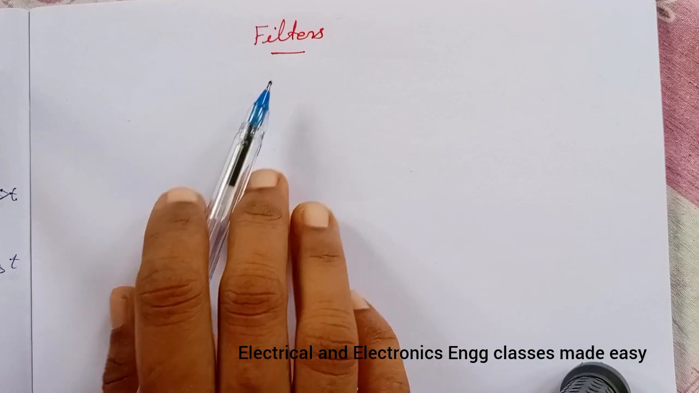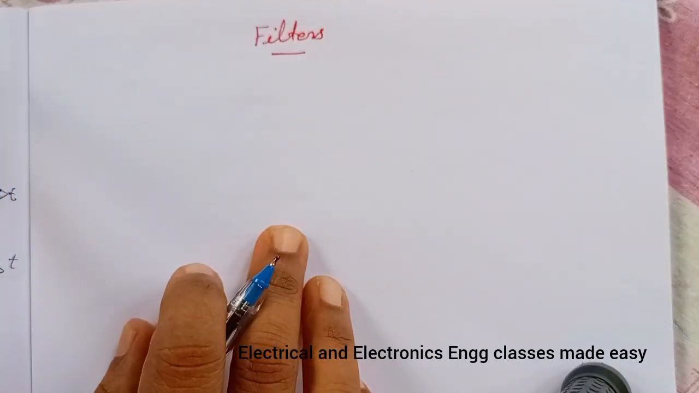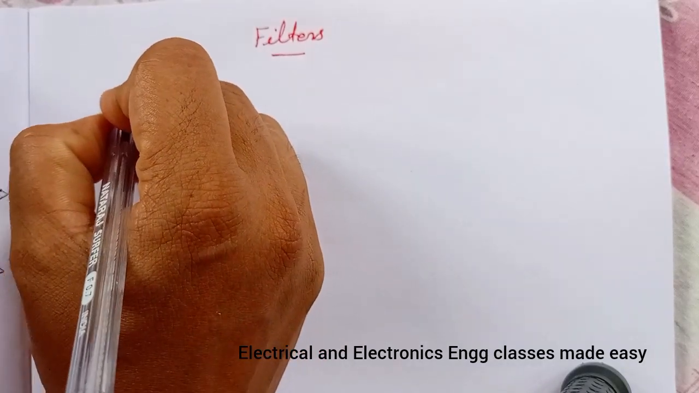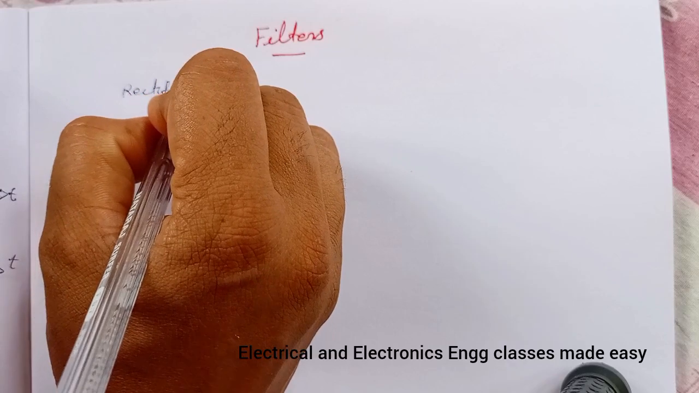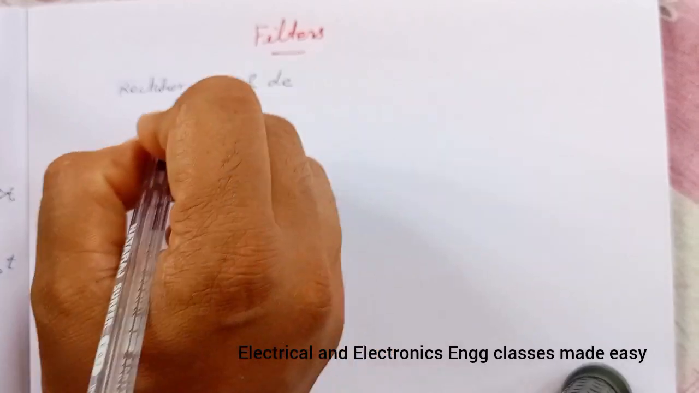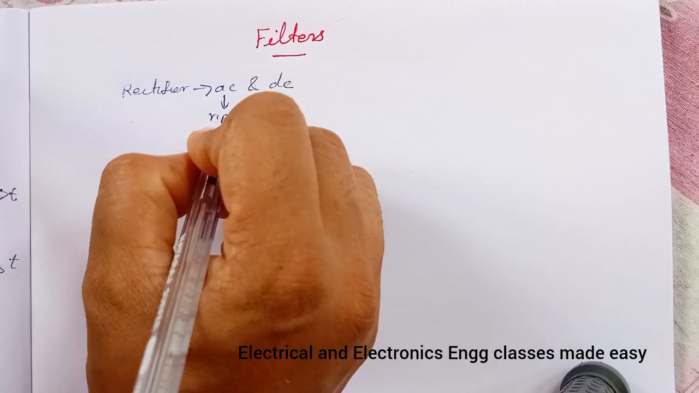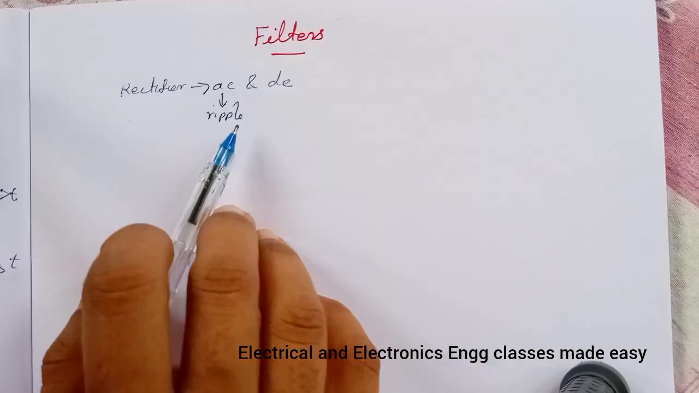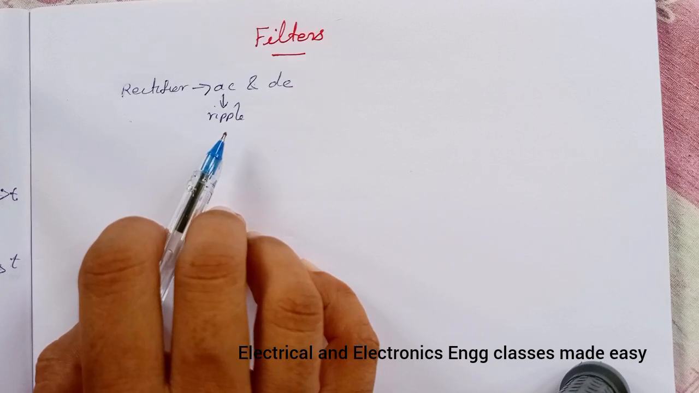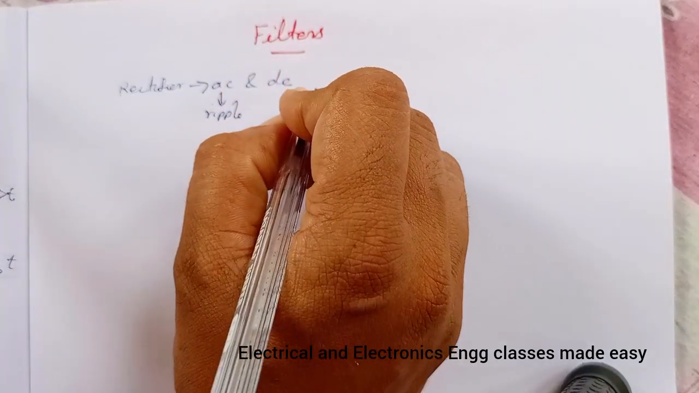Today's class is about filters. In the previous classes we have discussed rectifiers, and the rectifier output contains an AC component and a DC component. The AC component present in the output of the rectifier is called ripples, and this ripple is responsible for the pulsations in the wave. Hence, the output of a rectifier has to be smoothened.